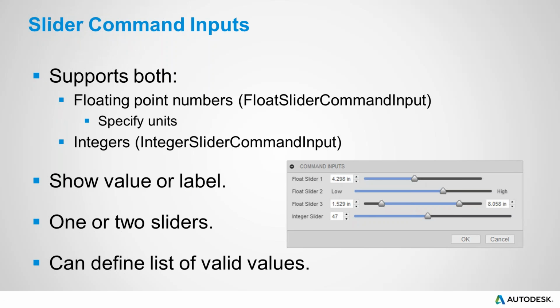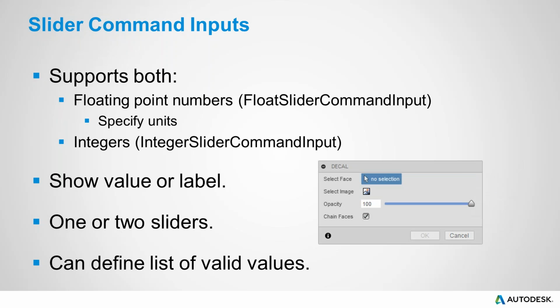And there's an option with any of these where you can define a list of valid values. And so the slider would jump to those values that you've set or can be selected. So you can use it in that way too. And here's just an example of a place where Fusion uses it to set the opacity. So it just goes from, I think, 0 to 100, and the user can scroll along.